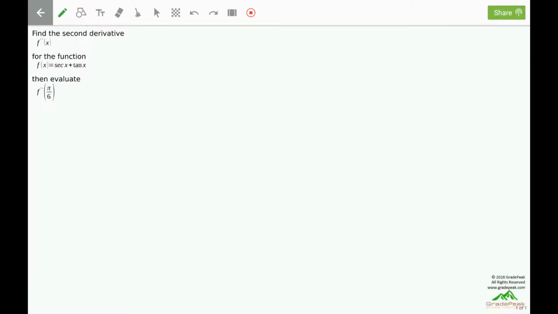Find the second derivative f double prime of x for the function f of x equals secant x plus tangent x, then evaluate f double prime of pi over 6. So f of x here is made up of two terms that are combined together by addition. We can therefore take the derivative of each term separately and combine the results by addition. To find the second derivative, we will first have to find the first derivative.